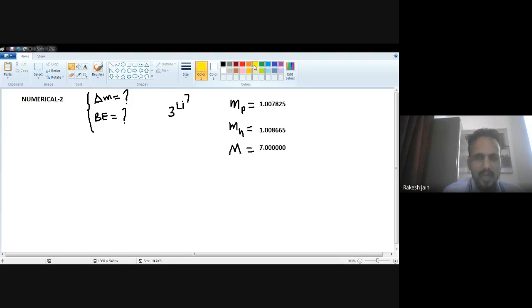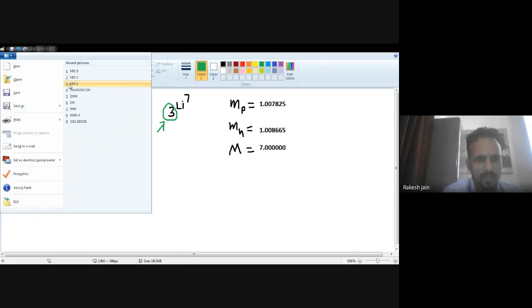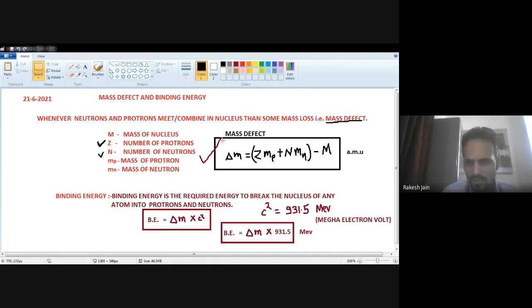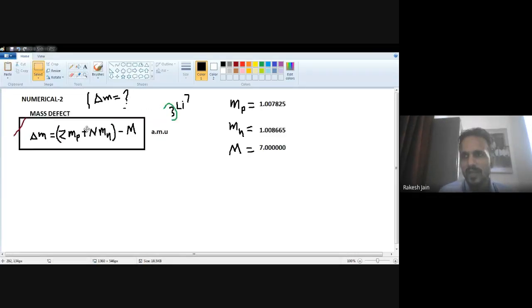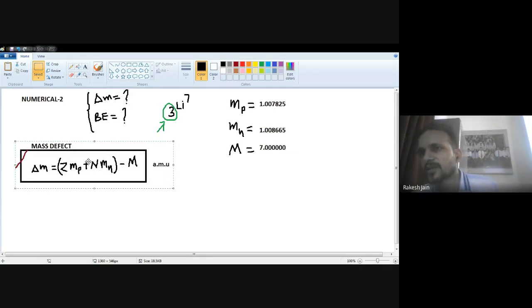So directly I am going to solve this question, because we understand till now what those indications mean. What is the value of Z? Z is my 3. So I should use the perfect formula. Directly I copy the mass defect formula. When it is multiplied by 931.5, then automatically the binding energy will come. So what I have to calculate is the mass defect, which is ZMP plus NMN.